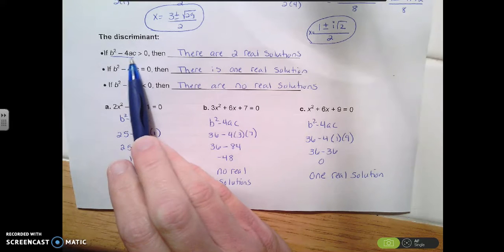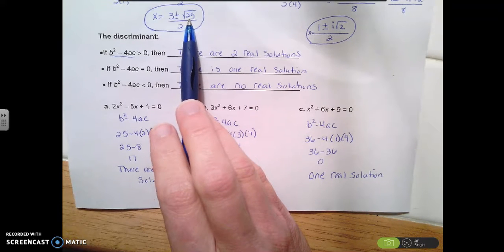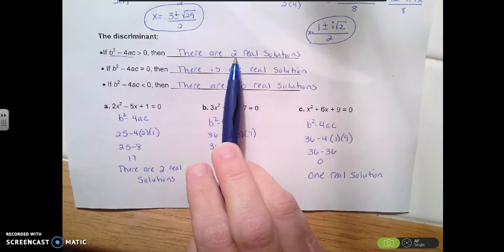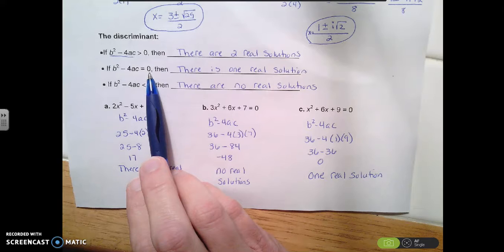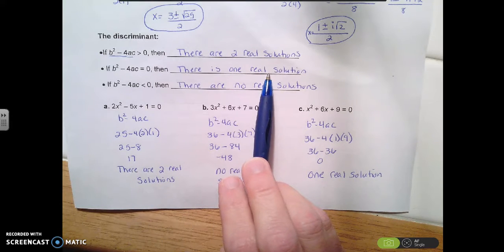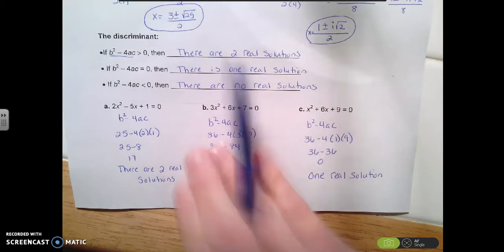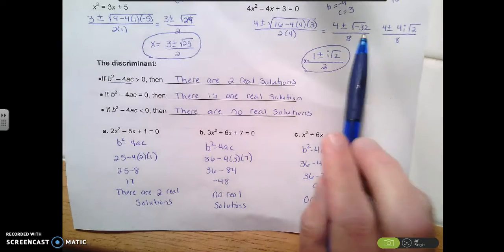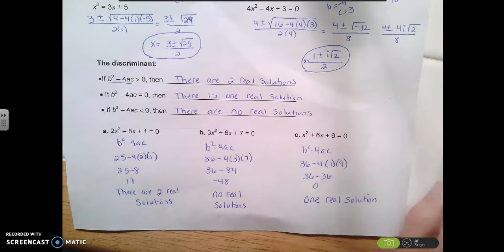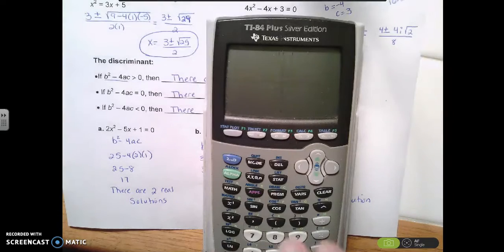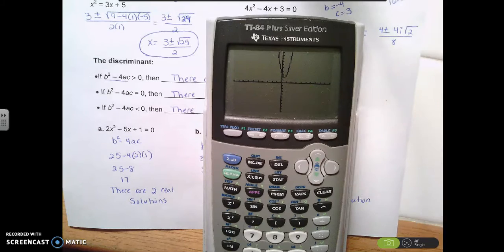If that value is greater than 0, then there are two real solutions. So, for example, the problem that we did right before it was square root of 29, and there were two solutions. There were two places where it crossed the x-axis. If b squared minus 4ac is equal to 0, then there's only one real solution. And if it is less than 0, as in this case up here, it was negative 32. So in that case, there are no real solutions. So if you remember when we looked at this graph, the parabola did not touch the x-axis, so there's no solutions.